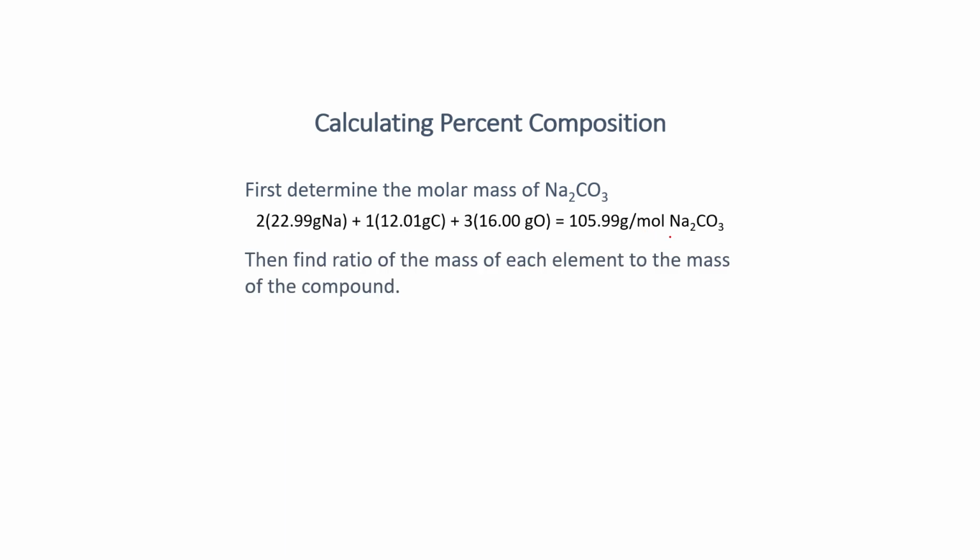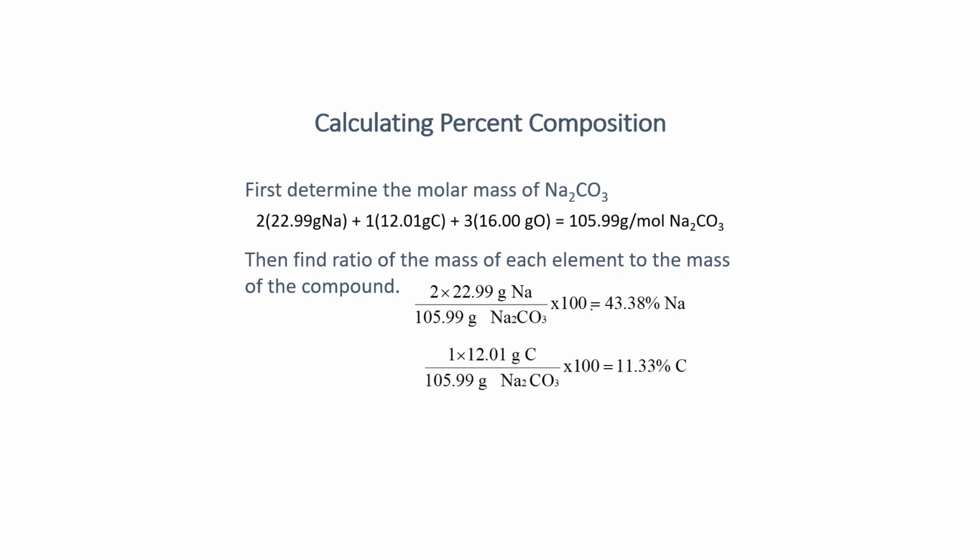Then you're going to find the ratio of the mass of each element to the mass of the compound. So we can do the mass of sodium divided by the mass of the total compound times 100%. The mass of carbon divided by the mass of the whole compound times 100%. And the mass of oxygen divided by the mass of the whole compound times 100%.